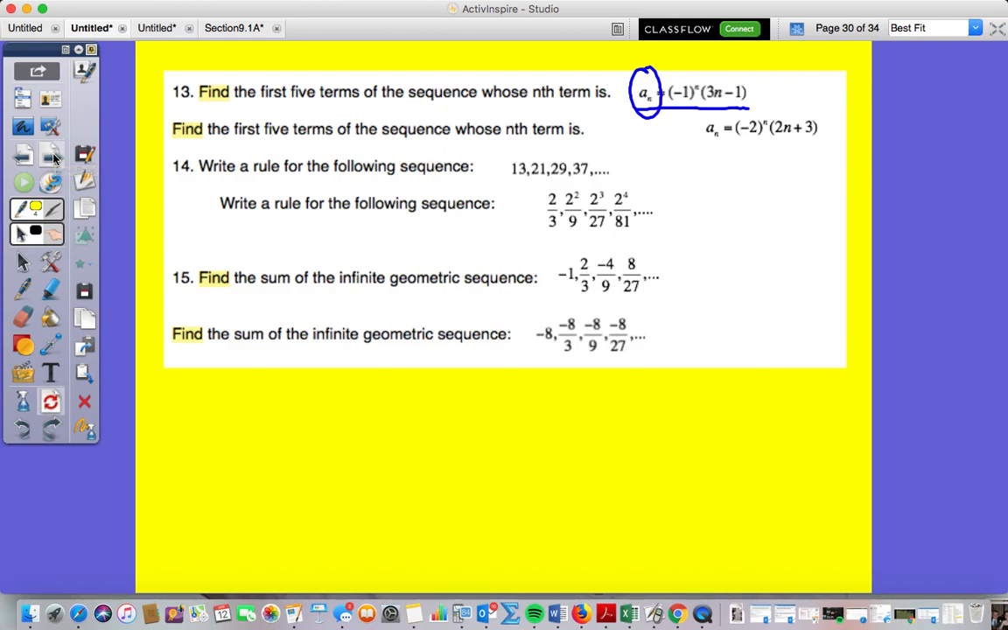14 is write a rule for the following sequence. Do you remember those ones? They're actually not as bad now. Definitely plus 8. Okay, since it's plus 8, what would you do in order to find the nth term of the sequence? So just plus 8. Yeah, it's going to be very similar to that.